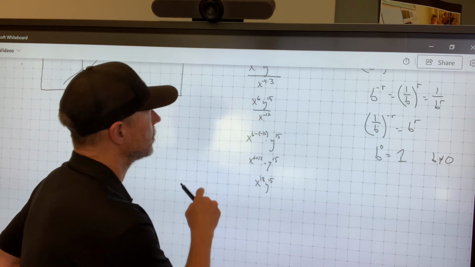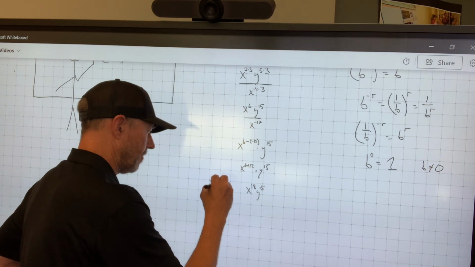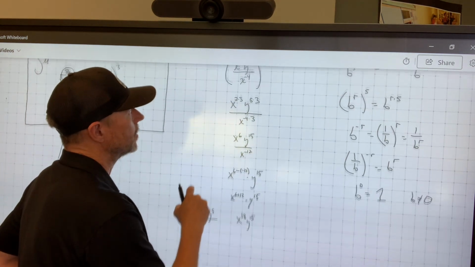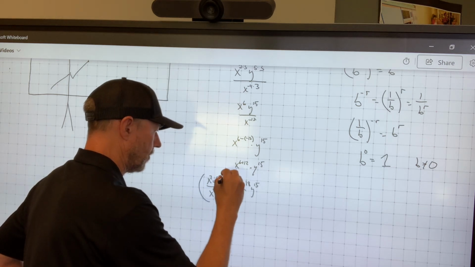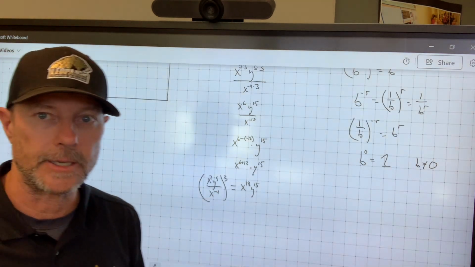And so the original expression that we had, which was x squared y to the 5 over x to the negative 4, all raised to the 3, simplifies to x to the 18, y to the 15.